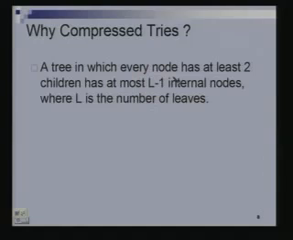A tree in which every node has at least 2 children, by that I mean, except leaf nodes clearly. Leaf nodes don't have any children. Every node has at least 2 children, has at most L minus 1 internal nodes, where L is the number of leaves. If every node has at least 2 children, then the number of internal nodes is not too much.